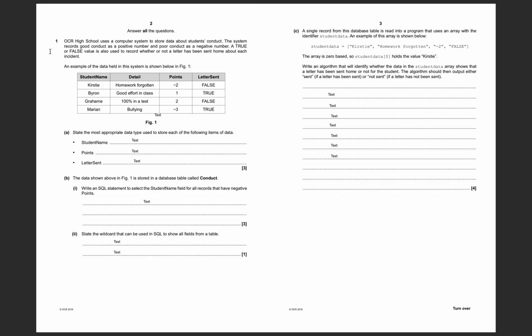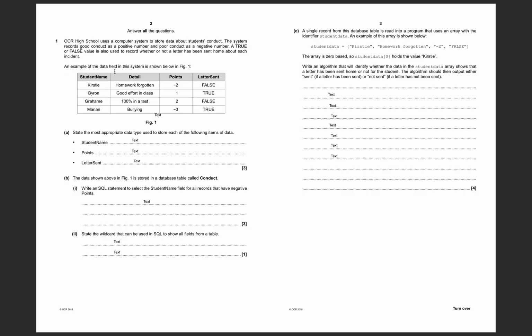Number 1, June 2018. OCR High School uses a computer system to store data about students' conduct. The system records good conduct as a positive number and poor conduct as a negative number. A true or false value is also used to record whether or not a letter has been sent home about each incident. I would just read this statement a couple of times.